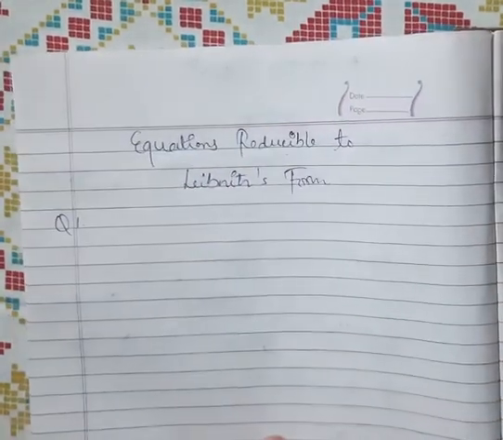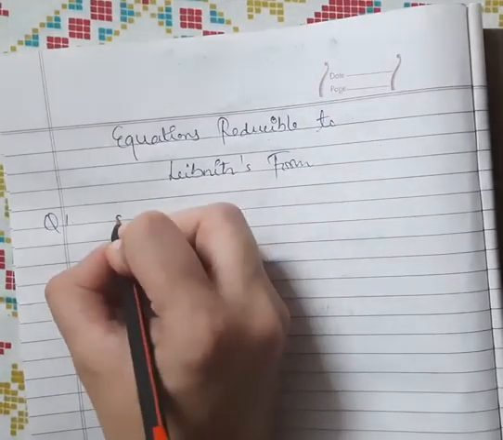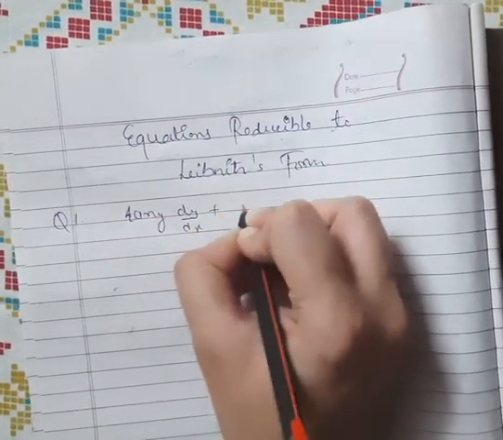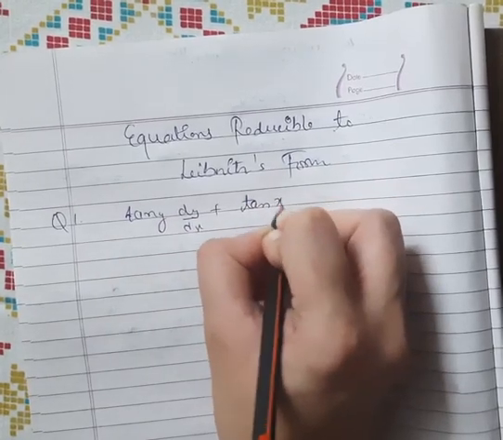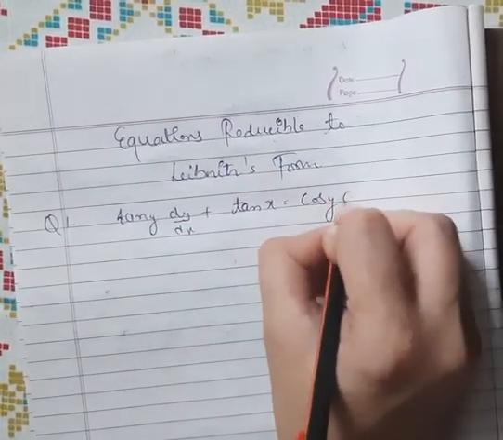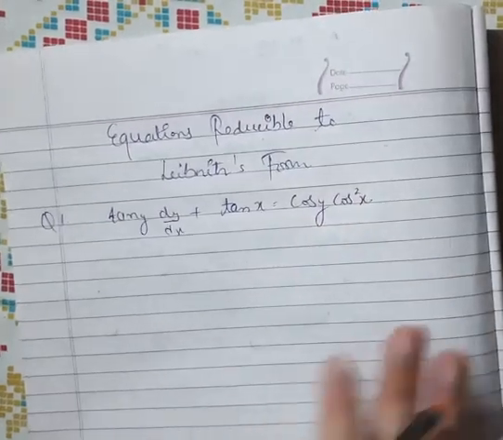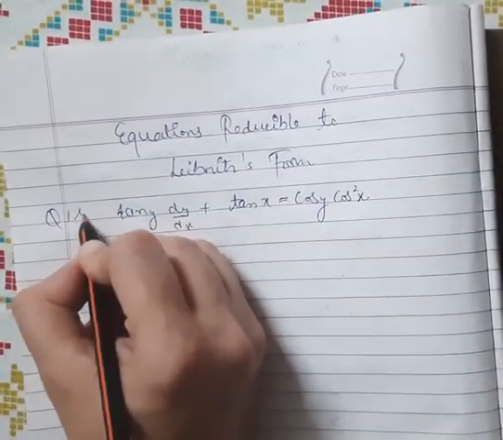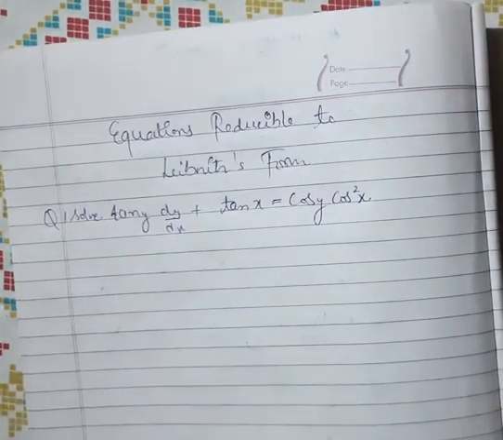Question number 1: consider the differential equation tan y dy by dx plus tan of x is equal to cos y cos square x. Now this is the differential equation for which we need to find its solution.